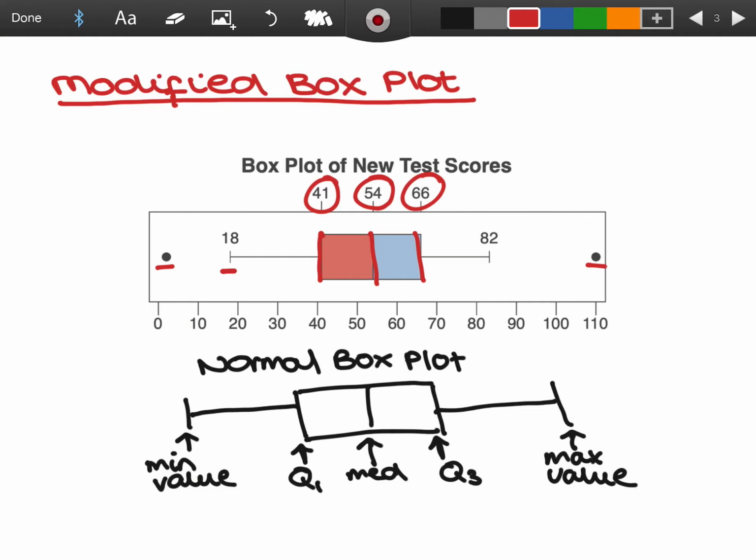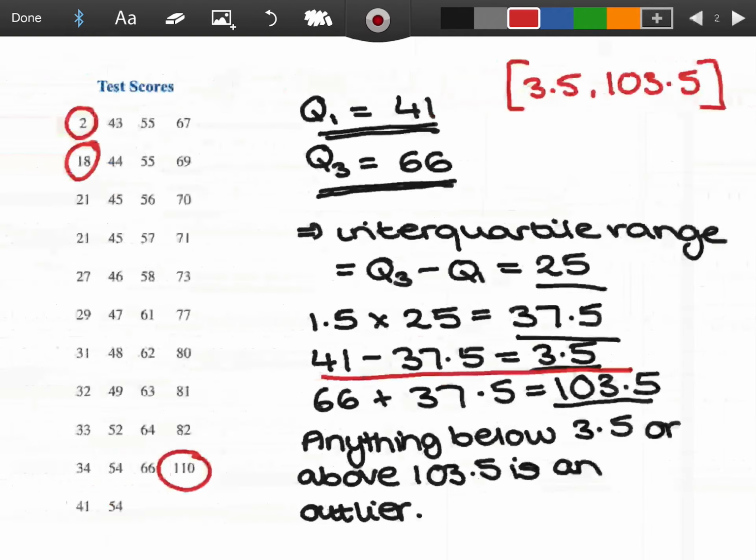And then you want to see where the whisker goes out to for the maximum value. Now 110 was an outlier. So we need the next largest data point that is within 1.5 times the interquartile range of Q3. We don't want to go above 1.5 times the interquartile range of Q3. If there are any more data points like that, then they are outliers.